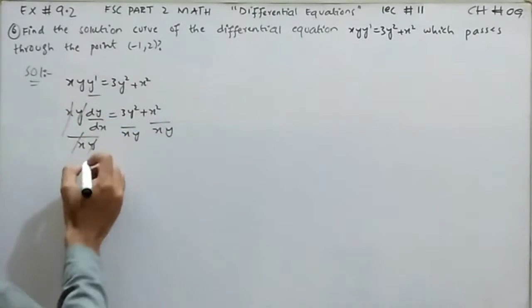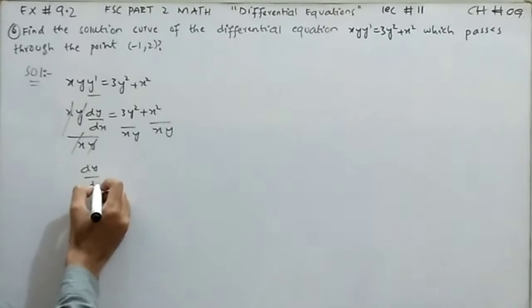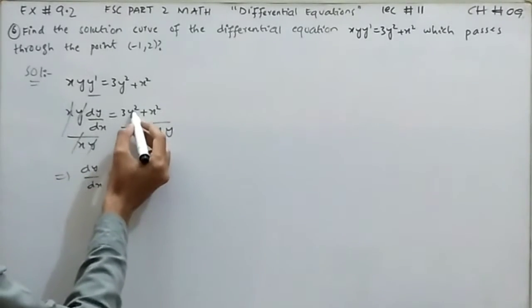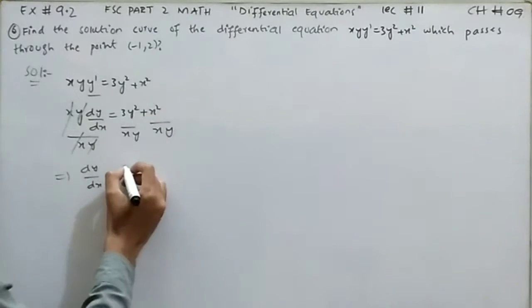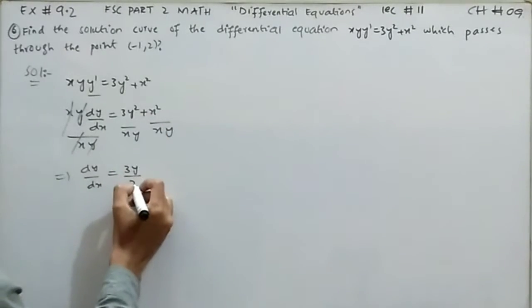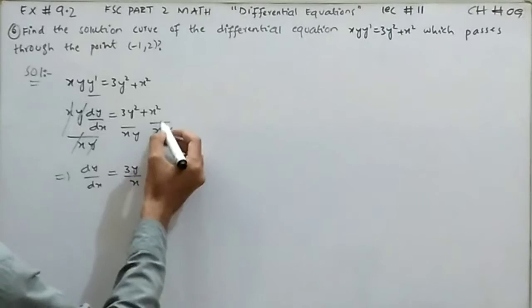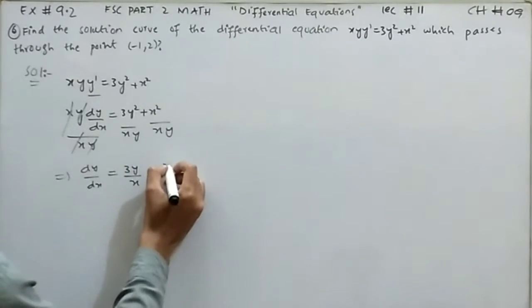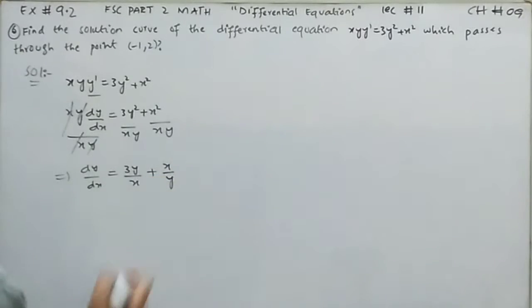So xy cancels with xy, so we are left with dy/dx on the left hand side of the equation, and over here y is cancelled with one of the y, so in the numerator we are left with 3y, and in the denominator we are left with x, and over here one of the x from x² cancelled with this x, so we are left with x in the numerator and y in the denominator.